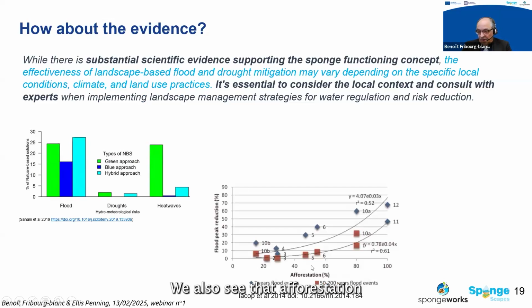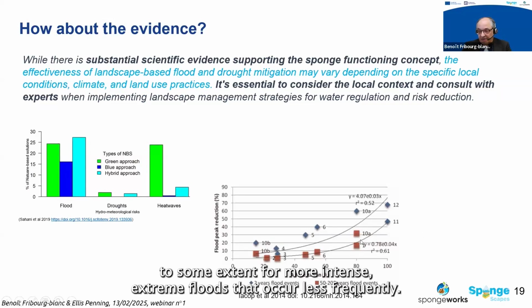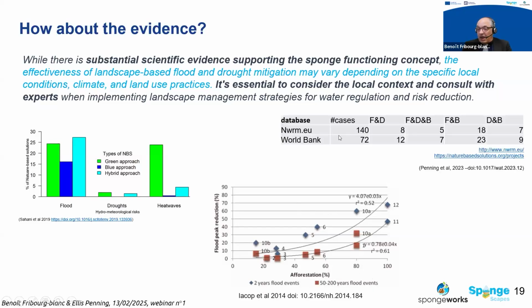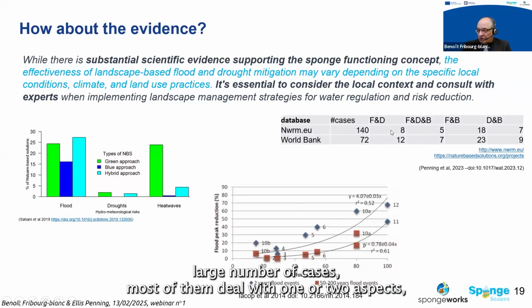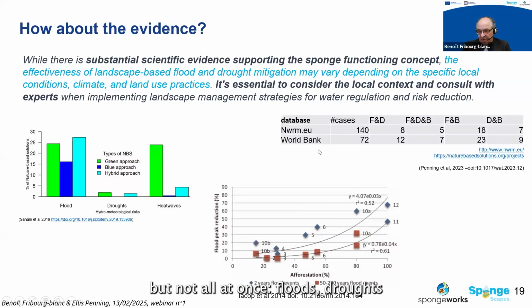In this example, we also see that afforestation is more efficient for a 2 years flood event, but for less recurrent, more intensive flood events, it may to some extent be less effective. And in the existing database, we also see that despite a wide number of cases, most often they address one or two aspects, but not the entire aspects: flood, droughts, and biodiversity.